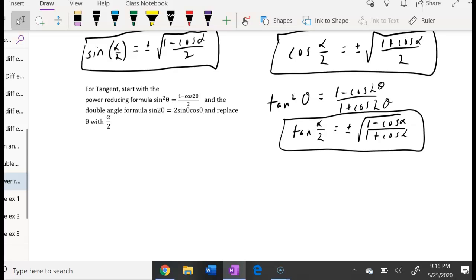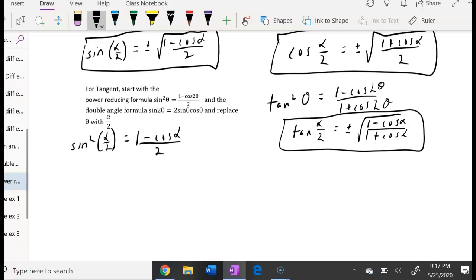So for the tangent formulas that are easier to use, that don't have that plus or minus, we start with the power reducing formula, sine squared of theta is equal to 1 minus cosine of 2 theta over 2, and the double angle formula. We're going to put these two things together, and we're going to replace all the thetas with alpha over 2. So we end up with two formulas. Sine squared of alpha over 2 equals 1 minus the cosine of alpha when I multiply it by 2. Okay, that's the first one.